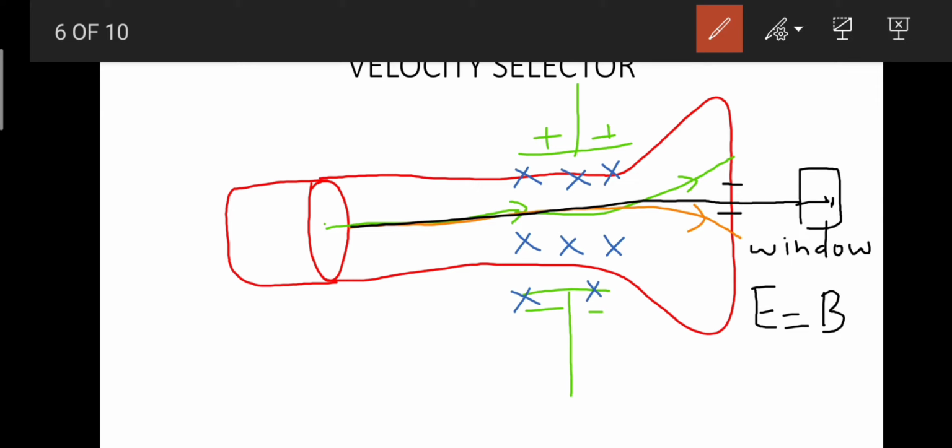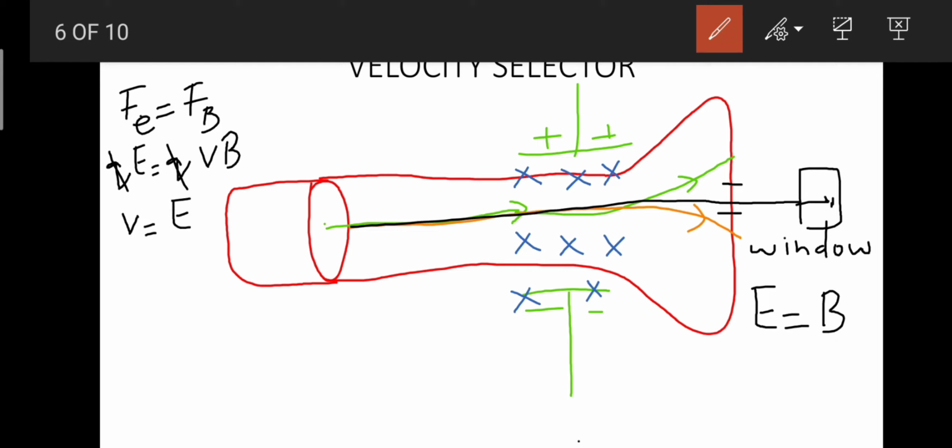This is one of the applications of the Lorentz force. The Lorentz force is basically the sum of the magnetic force and the electrostatic force. Here we are going to balance the magnetic force with the electrostatic force. So I can write Fe equals Fb, the magnetic force. The value of Fe is QE, and the value of Fb is QVB, and this Q cancels out. If I want the value of V, the velocity, it is equal to E by B.